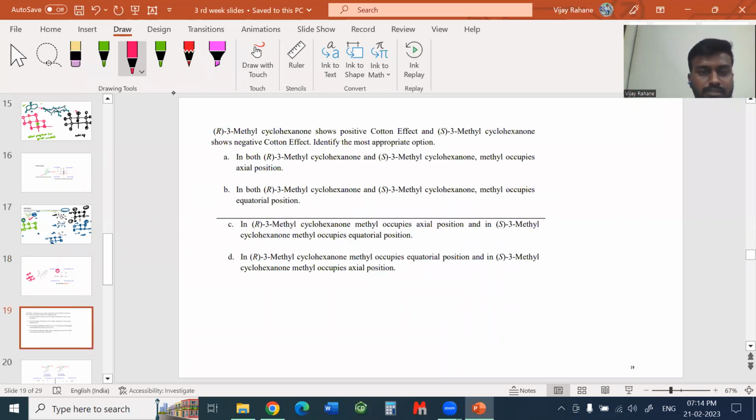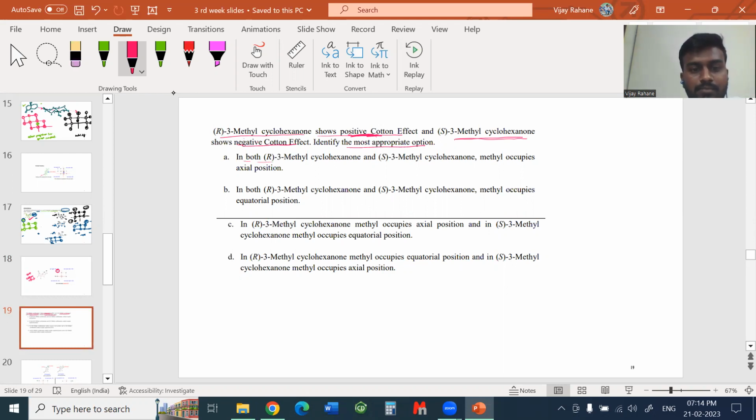Here the next question is, R methyl cyclohexanone shows a positive quadrant effect. S methyl cyclohexanone shows a negative quadrant effect. Identify the most appropriate option. So they have given two compounds and they inform that compound A shows a positive quadrant effect, and this one shows a negative quadrant effect. Identify the most appropriate option.